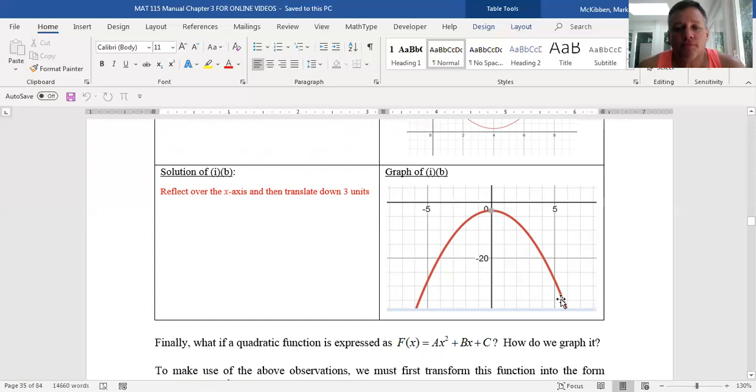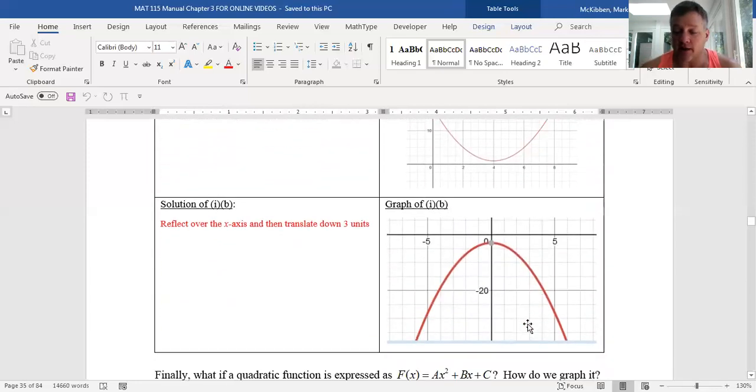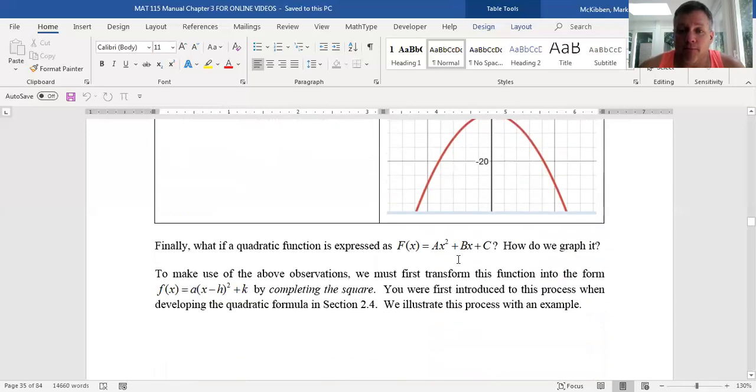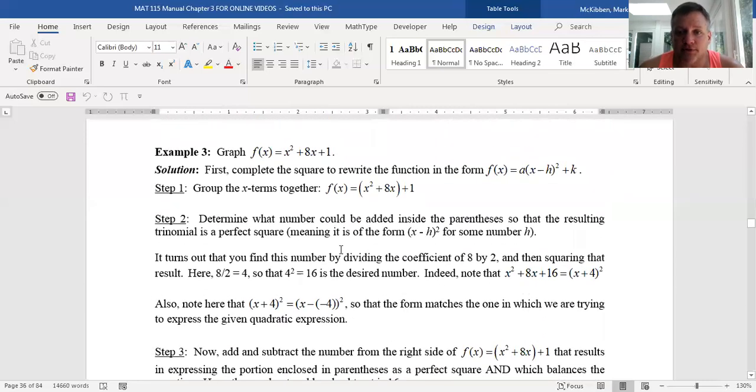Okay. All right, and then finally, what if I have a general quadratic? So if the function's already in the vertex form, I can use those translation and reflection results to graph it. No problem. But they're not always going to be in that form. And so what we have to do is transform this one into that one by some algebraic method, and that method is called completing the square. All right, so we're going to look at this in a couple of examples.